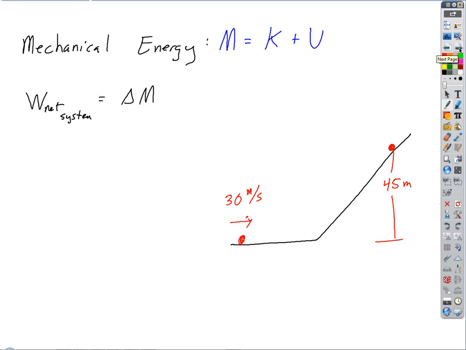So the total mechanical energy is equal to K plus U. All right, so what I want to do then, if you have a conservative force in the absence of any non-conservative forces, mechanical energy is always conserved.